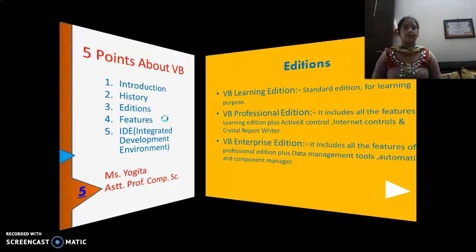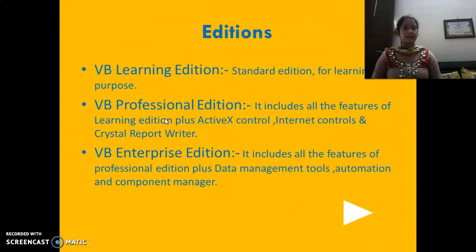Now we discuss the third point of Visual Basic, that is the editions available. There are 3 editions of Visual Basic available: Learning Edition, Professional Edition and Enterprise Edition. The Learning Edition is used by learners, that is, beginners. The Professional Edition can be used by a company. It has all the features of the Learning Edition plus ActiveX control, internet features and Crystal Report Writer. And the last is the Enterprise Edition. It includes all the features of the Learning and Professional Editions, as well as the Data Management Tools, Automation Manager and Component Manager.